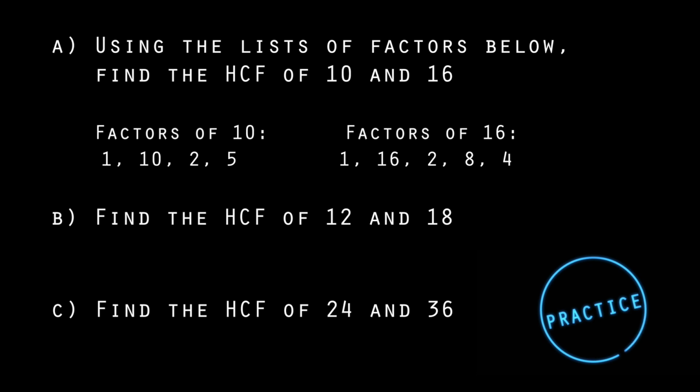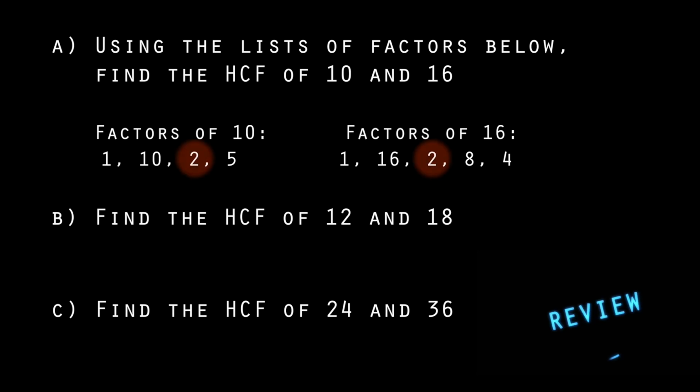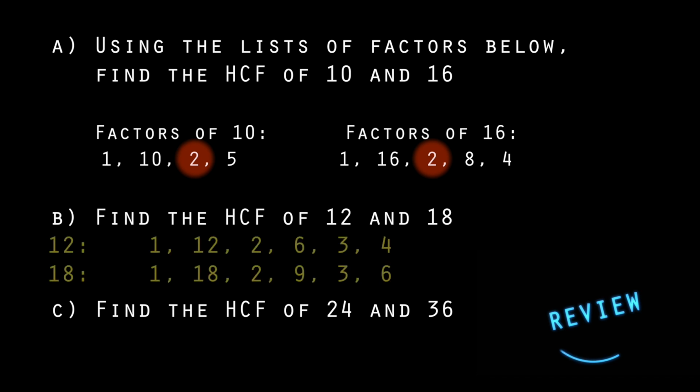For question A, the highest common factor of 10 and 16 is 2. None of the other higher factors are shared in both lists, so 2 is the highest one. For B, the factors of 12 are 1, 12, 2, 6, 3 and 4, while the factors of 18 are 1 and 18, 2 and 9, 3 and 6. The biggest number in both lists then is 6, so the highest common factor is 6.